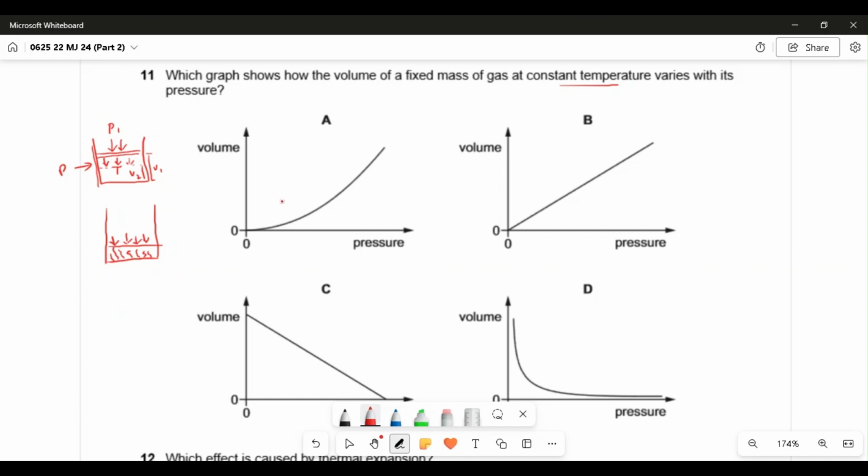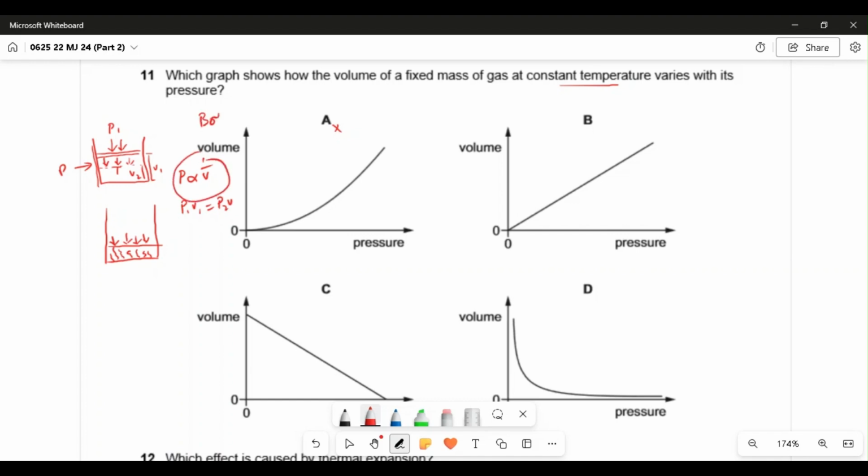So in this case, option A says pressure increasing the volume exponentially. This is not correct. Here we saw that pressure and volume are inversely proportional at constant temperature. So this was the statement of Boyle's law: P1 V1 is equal to P2 V2, or you can say pressure and volume are inversely proportional.